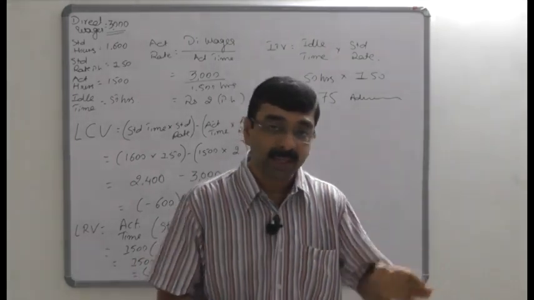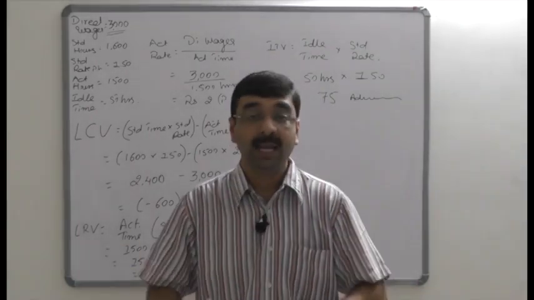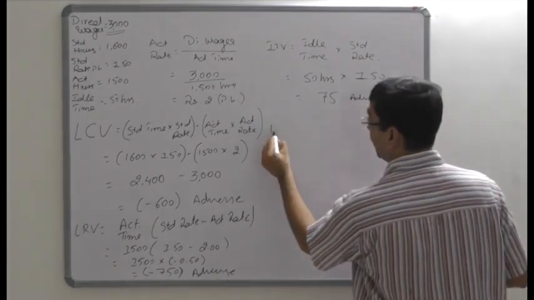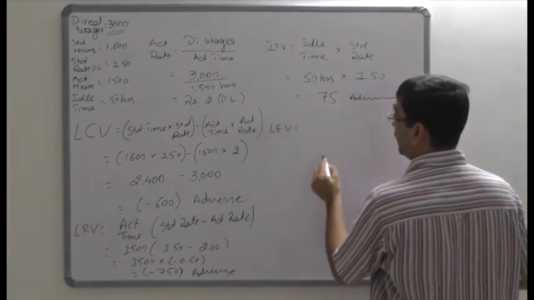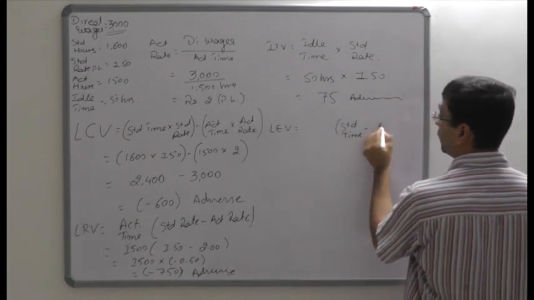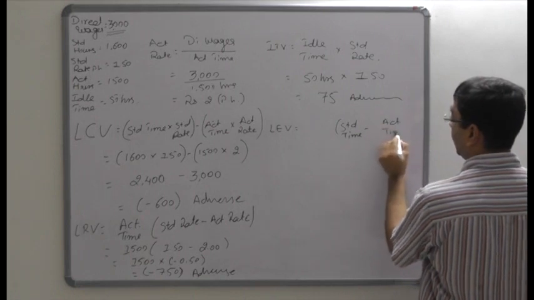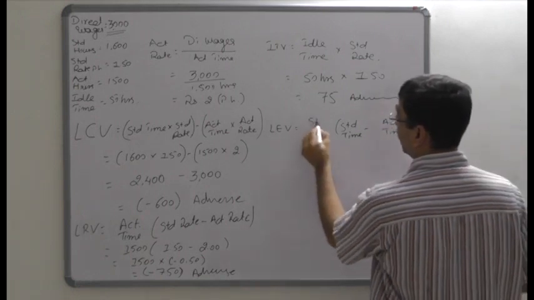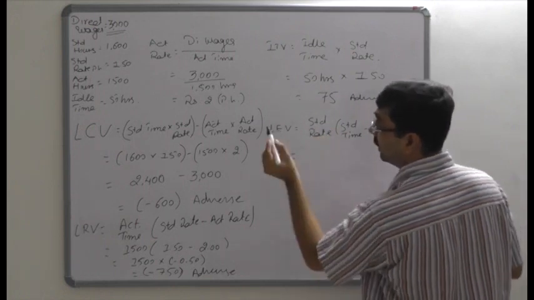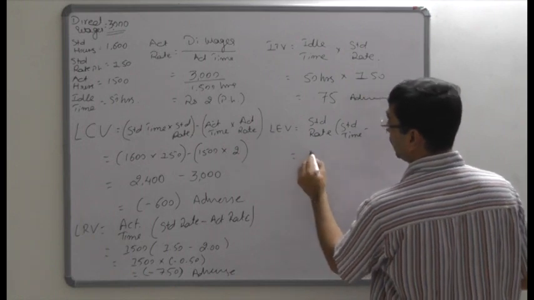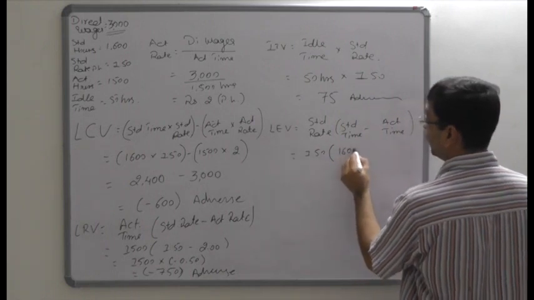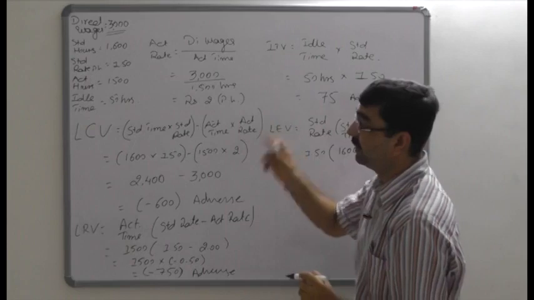So we need to compare the standard time minus actual time, and their difference will be multiplied with the standard rate. So labor efficiency variance is all about a comparison of standard time minus actual time, but this difference is multiplied with the standard rate. So now we have a standard rate of 1.5, standard time we have 1600 hours, actual time we have 1500 hours.